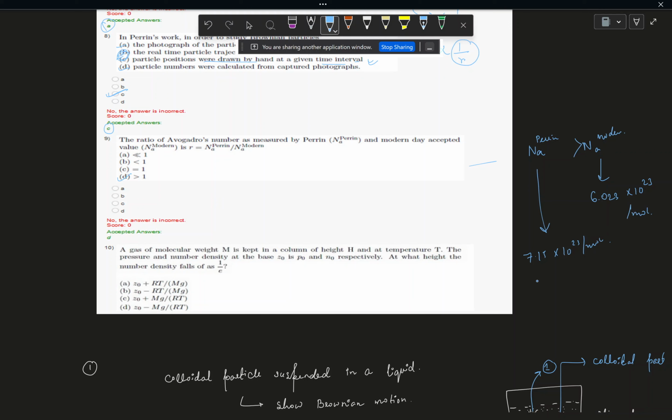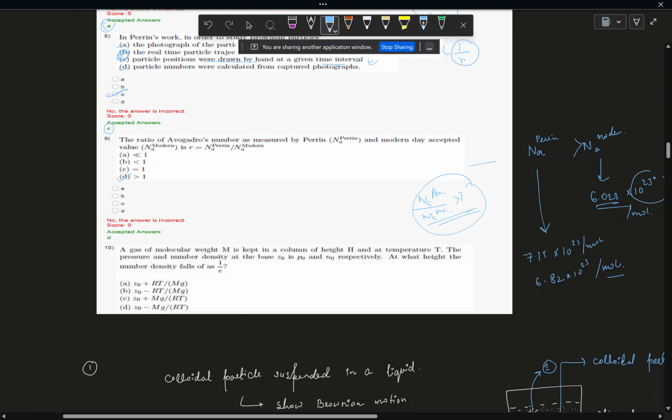And in another place I saw the value as 6.82 into 10 to the power 23. So I am not sure which one is correct. I did not verify it. But whatever the case is, you can see that both are greater than the modern day accepted value. So basically the ratio, if you take Perrin by modern, will be slightly greater than 1. But you can see how close to the accurate value he got. This is really mind-blowing that by using that simple experiment he was able to get such accurate values.